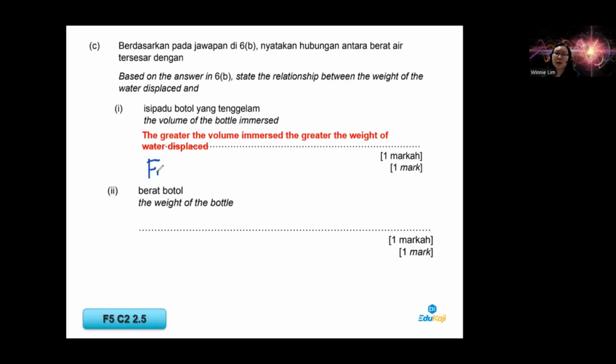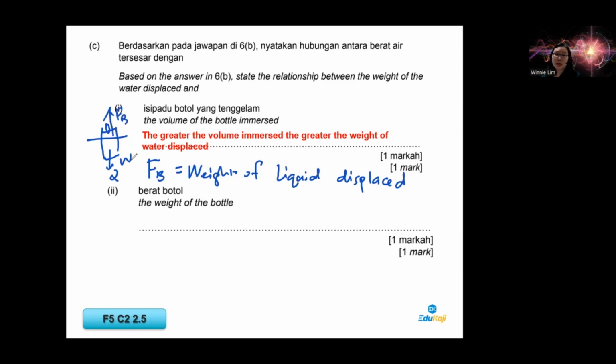Buoyant force is actually the same as the weight of liquid displaced when the object is fully or partially submerged in the fluid. Now, if you notice just now when we showed you this bottle in the water, they have weight and also buoyant force.